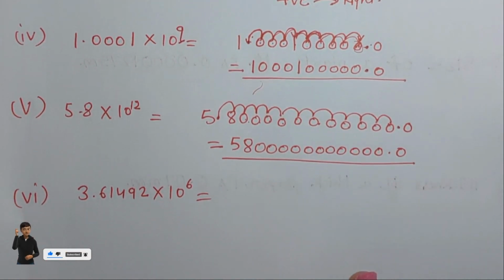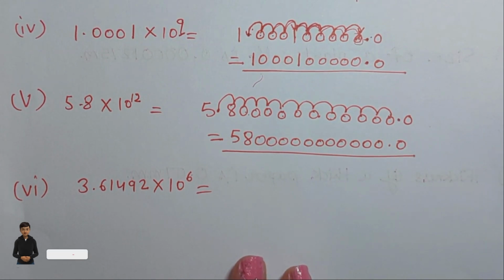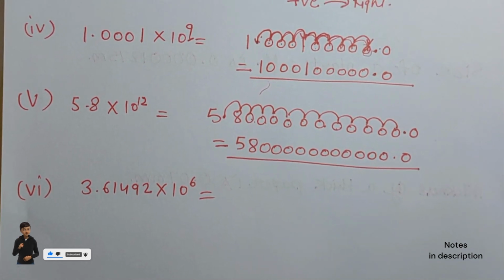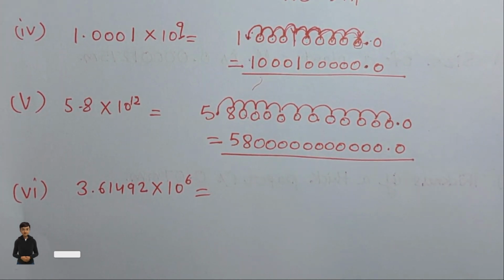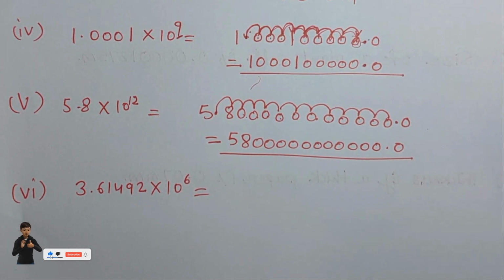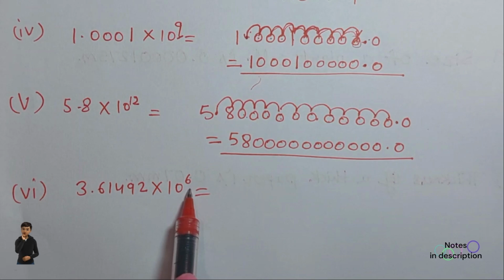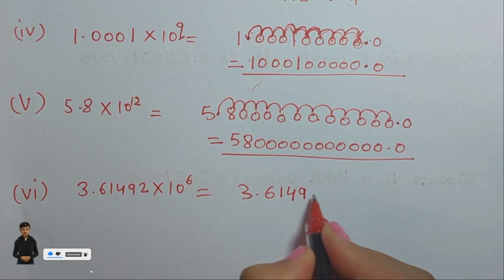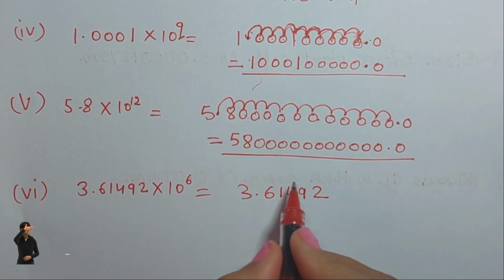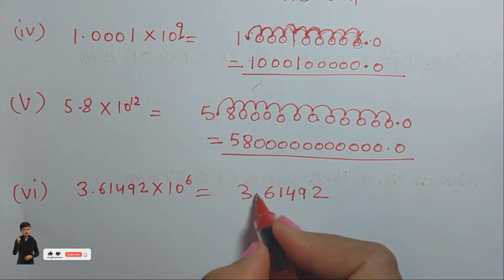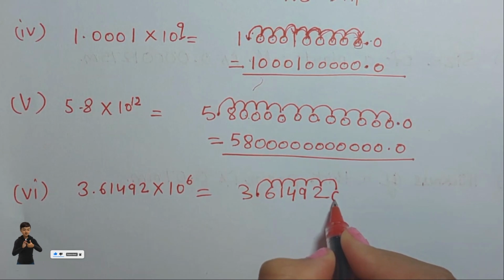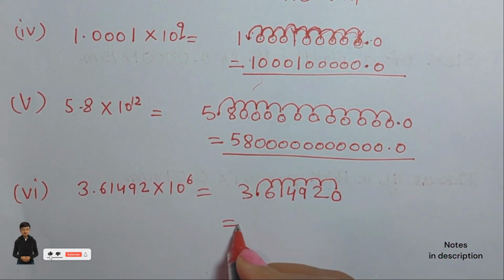Now next point. Again you can pause this video and you can solve this question by your own. Okay. Because maths is all about practice. जितनी आप practice करेंगे उतनी आपको अच्छे से समझ में आएगी. Okay. So next question is 3.61492 into 10 raised to the power 6. Shift this decimal point. Power is positive. We will shift to the right side. So 1, 2, 3, 4, 5, 6 step. Then only 1 0 will come. So what is our answer?